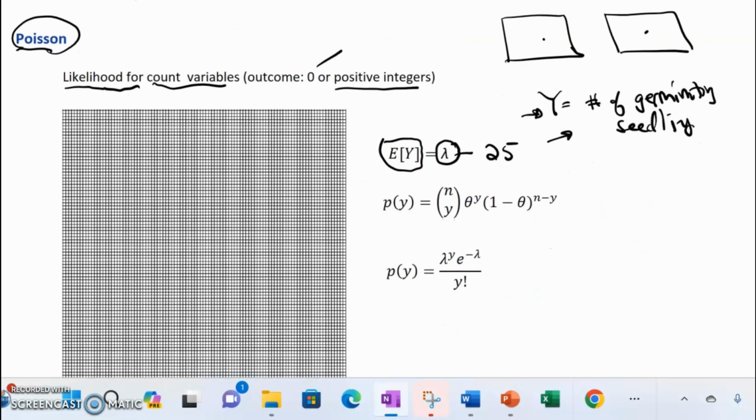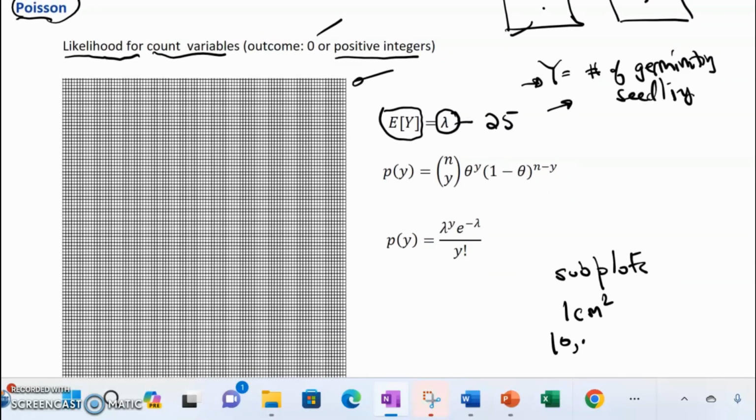And for the purpose of this example, let's just assume that lambda is equal to 25. So what I've done here is I've taken one of these 1 meter square plots and I've subdivided it into subplots, each of which is 1 square centimeter in size, such that we've got 10,000 of these subplots. And so these subplots are really tiny. And so as a consequence, if we look at the number of germinating seedlings in one of these subplots, in most cases, these subplots are going to have 0 germinating seedlings. Occasionally, they may have 1 germinating seedling, but they will never have more than 1.